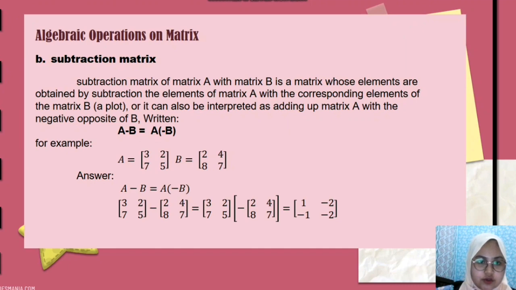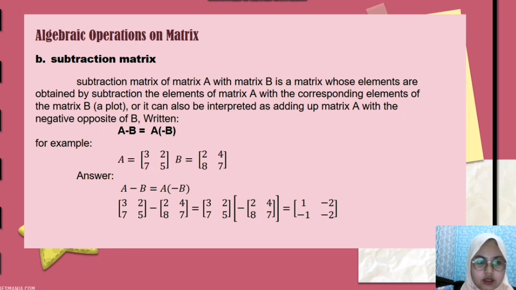Algebraic operations on matrices, B. Subtraction of matrices. Subtraction of matrix A by matrix B is a matrix whose elements are obtained by subtracting the elements of matrix A by the corresponding elements of matrix B, or it can also be interpreted as adding matrix A with the negative of B. Written then A minus B equals A plus the brackets minus B.